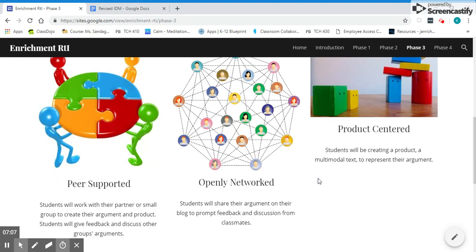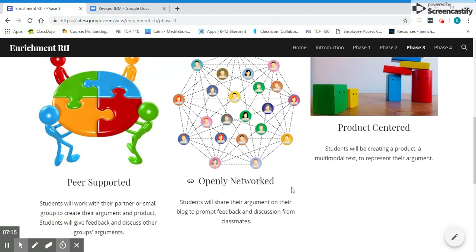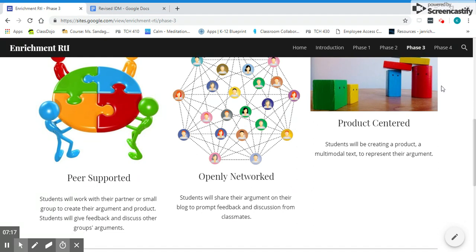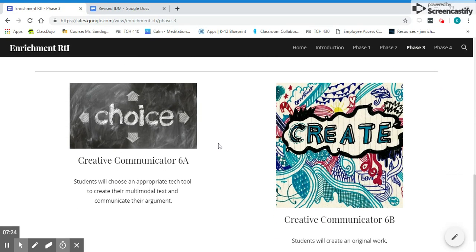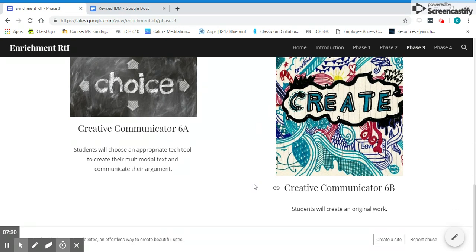Again, those connected learning components will be peer supported as students work with their groups, receiving feedback and discussing their arguments with others. It will be openly networked as they receive that feedback from classmates, and it will be product-centered as students actually create that real multimodal text to represent their argument. In terms of our ISTE standards, there will be a lot of choice as students choose that appropriate tech tool in order to best communicate their message, and it will be an original work that students are creating.